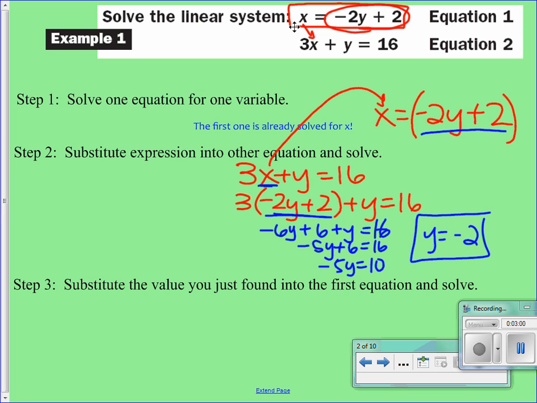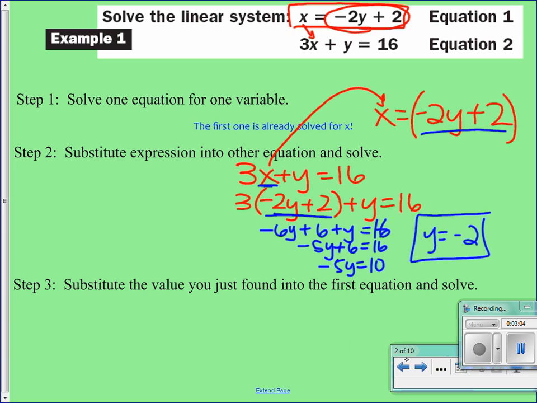So what we're going to do is take that value of y and plug it back into an equation to solve for x. Now, you should go back to a different equation than what you used to find y. So we used equation 2 here to solve for this. So to find x, we should use equation 1. P.S. It doesn't matter. Just a little secret.